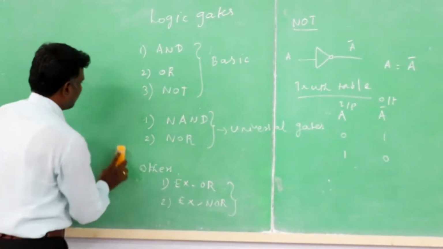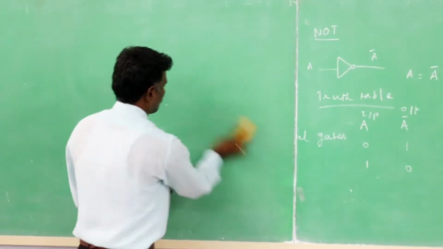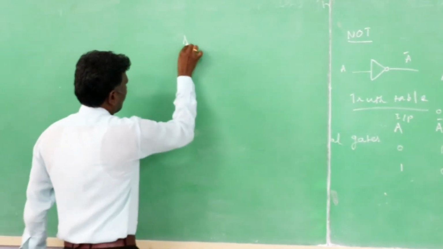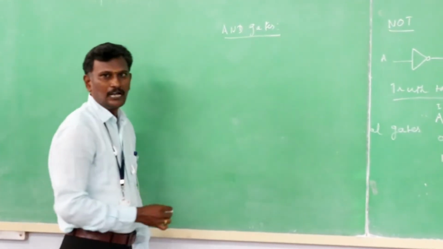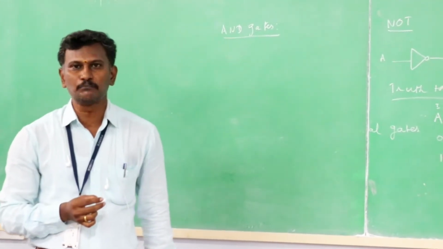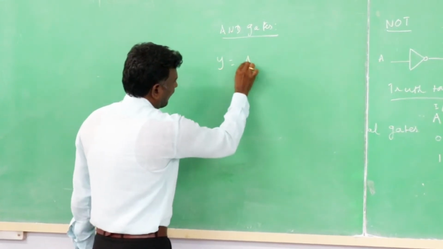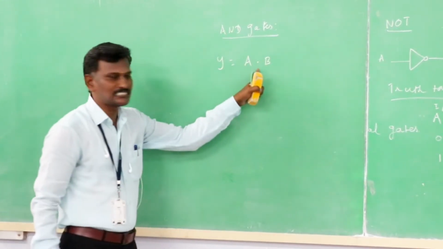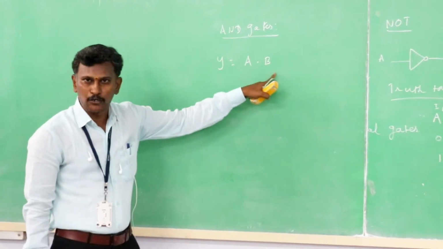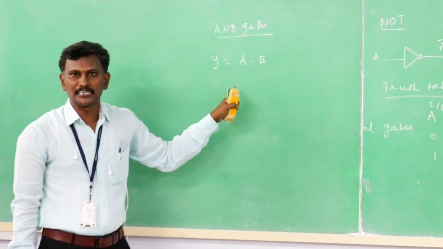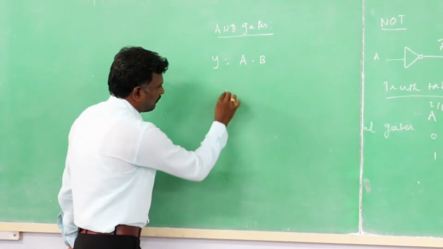Next one, AND gate. AND gate is a logical operation that performs multiplication. We can write Y equal to A dot B. The dot indicates multiplication. Y is the output response and you are giving the two inputs. AND gate has two or more inputs but a single output. So this is the basic symbol of AND gate.